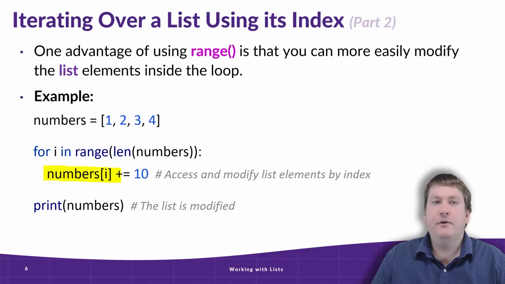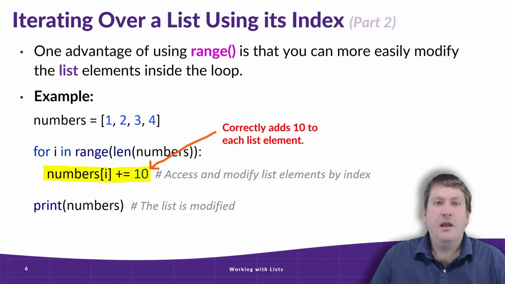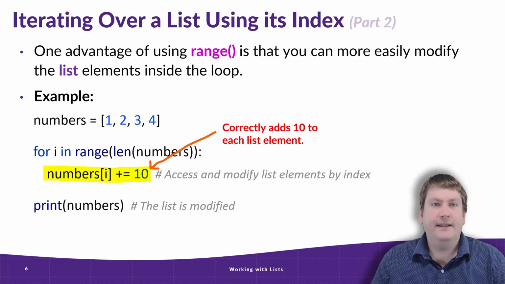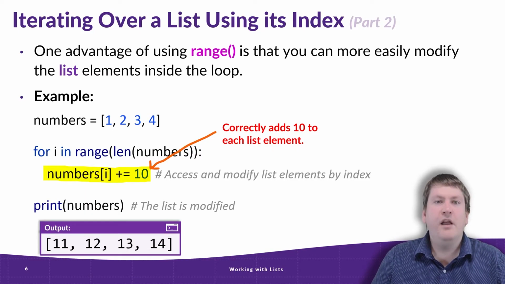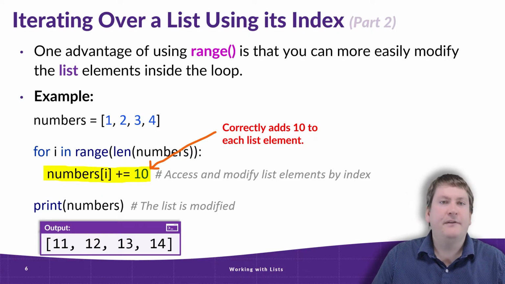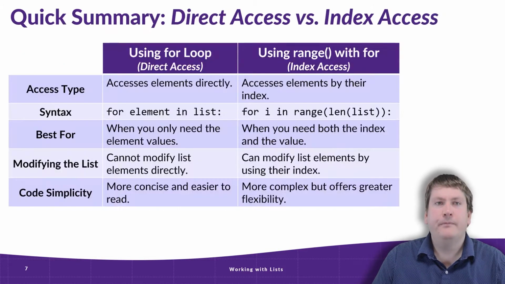And inside this loop, we are adding 10. But in this case, we're going to correctly modify the list because we're referring to the actual list using the index of each value, rather than trying to modify the loop variable. So when we run this, we can see that this list is correctly updated, and we get 11, 12, 13, and 14, which are the values 1, 2, 3, and 4, all with 10 added to them.